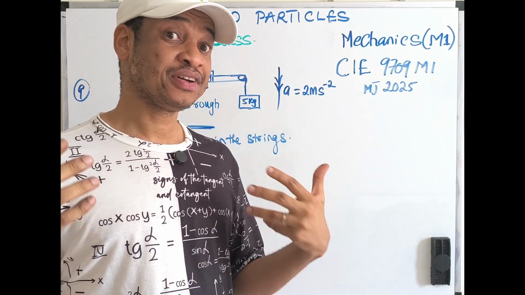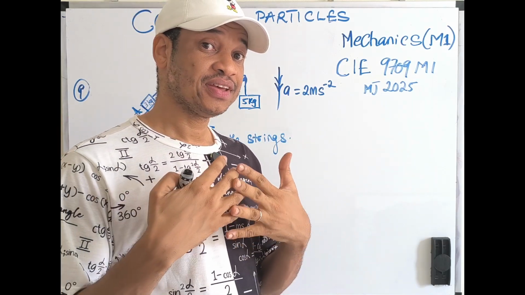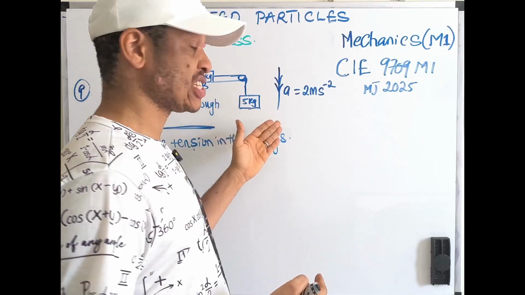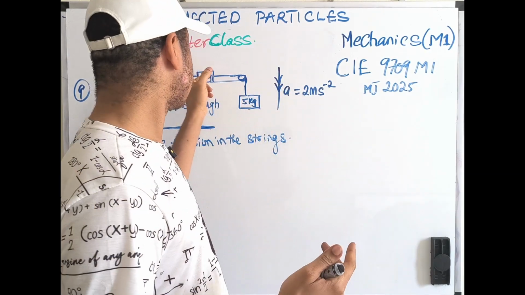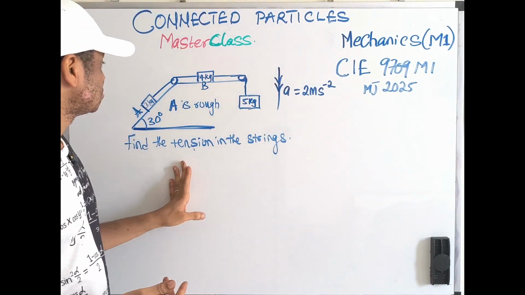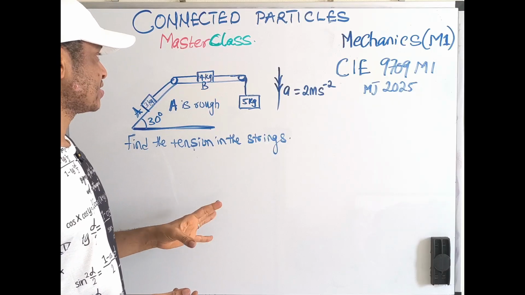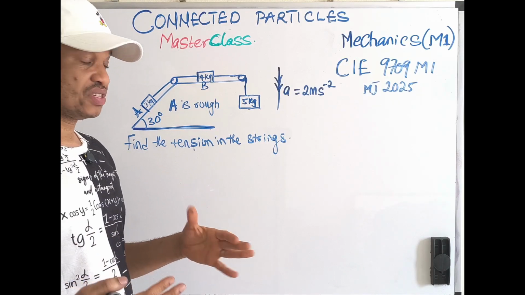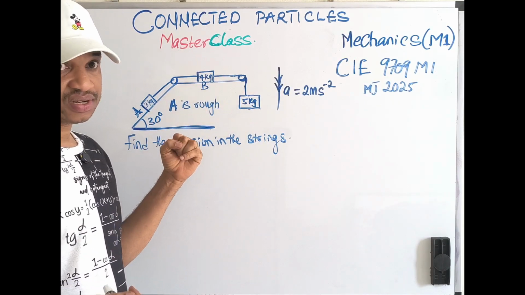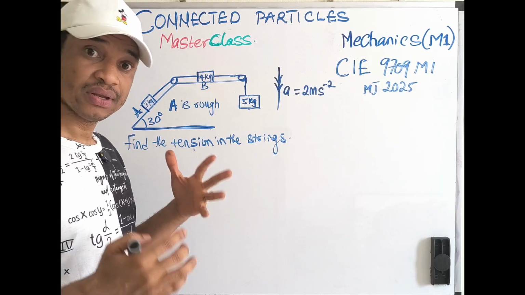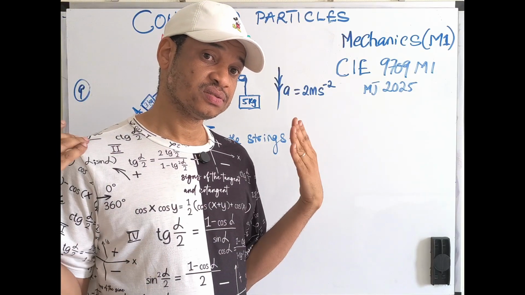So this is another video in our masterclass. It's a past paper question, May/June, and we're told to find the tension in the strings. There are two different strings here, and they are not the same.